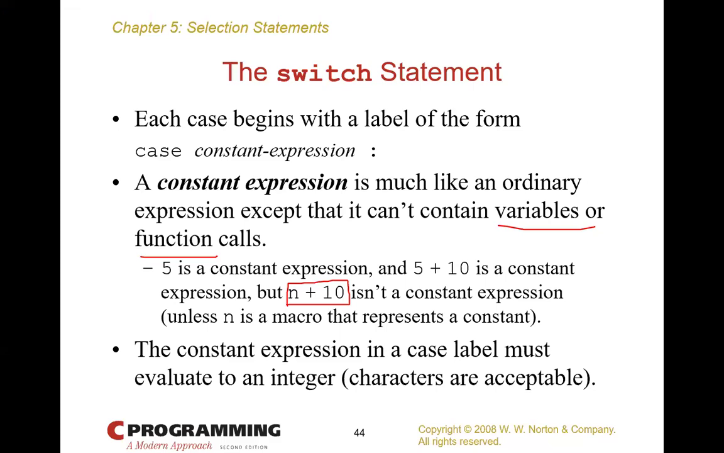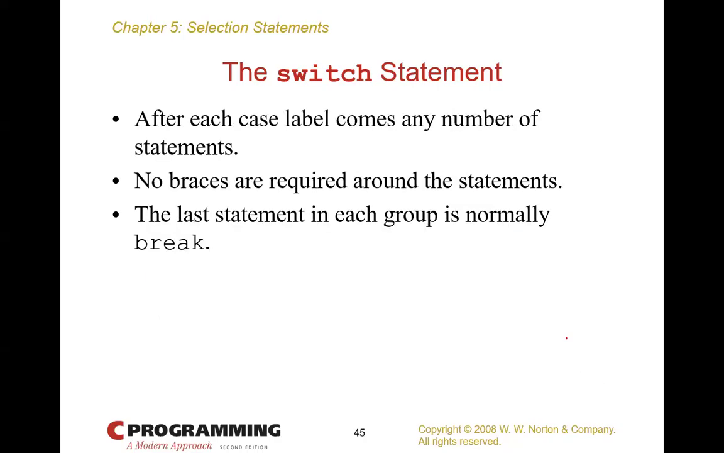So 5 is a constant expression. 5 plus 10 is a constant expression because the answer is fixed. The value of 5 plus 10 is fixed forever. The constant expression in a case label must evaluate to an integer. The constant expression also must evaluate to an integer. Again, chars are acceptable. I explained why already.